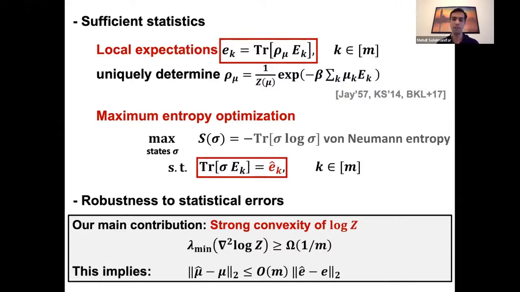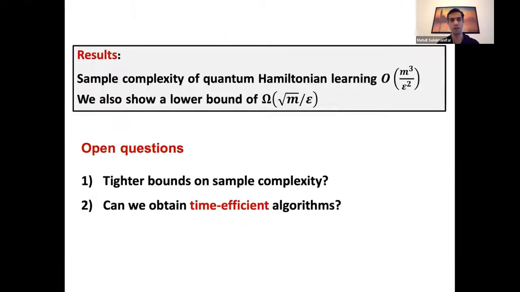And then we can show that, having this, there is only an overhead of order m when going from the errors in the local expectations to the errors in the interaction coefficients, compared to an exponential overhead that you might naively expect from a model that doesn't satisfy the Markov property. Okay, I think I'm out of time.